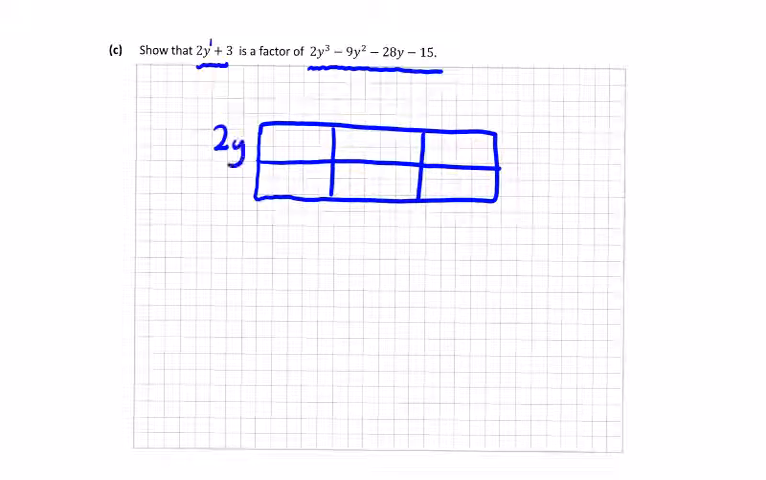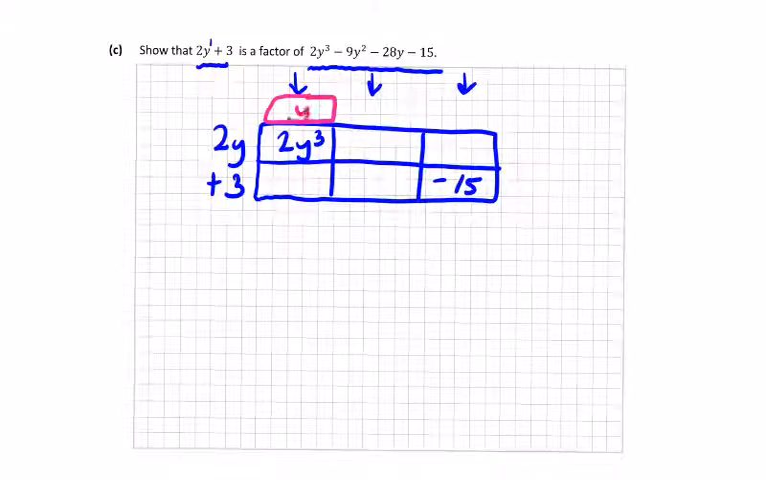My linear, 2y plus 3, goes on the outside of the box, and the first term and the last term of the cubic go in these boxes here. The expression that we end up with on top will be a quadratic. So let's see how this works. 2y multiplied by this term gives 2y cubed, so this will be a y squared. And then this box here is the y squared on top by the plus 3 on the outside, which is plus 3y squared.